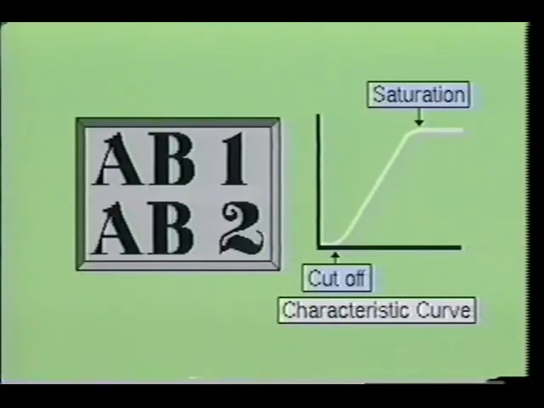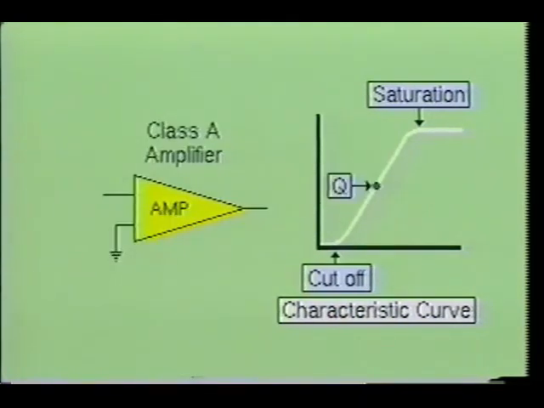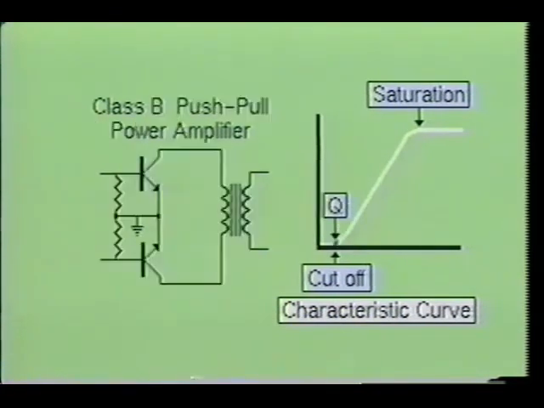Another class of amplifier operation is the Class AB1 and Class AB2. As you recall, the Class A amplifier was biased at the center of the linear portion of the characteristic curve, and this resulted in lower distortion. The Class B amplifier, on the other hand, was biased at the cutoff point on the curve, which resulted in a more efficient circuit, but also some distortion. It is possible to bias two transistors in a push-pull configuration somewhere between the Class A and Class B bias points.